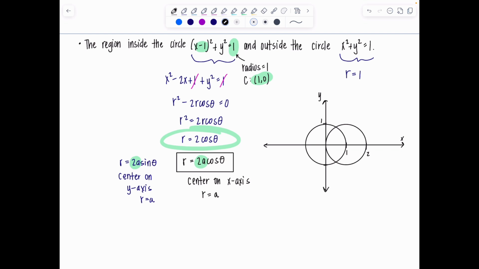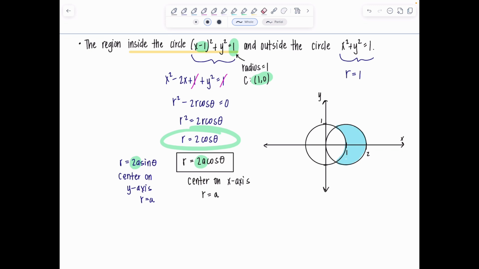Okay, read carefully. Everyone gets confused. Inside the circle, inside this one, but outside this one. Okay, so it's this piece here. Shall I erase the yellow? I think so, because we don't want this part. Okay? That's the region.